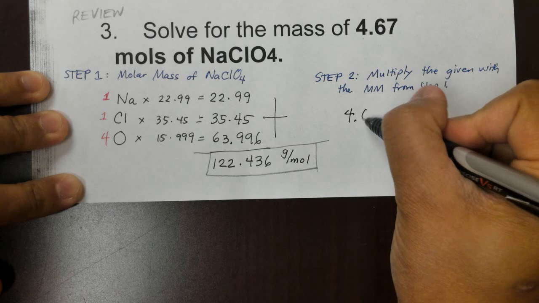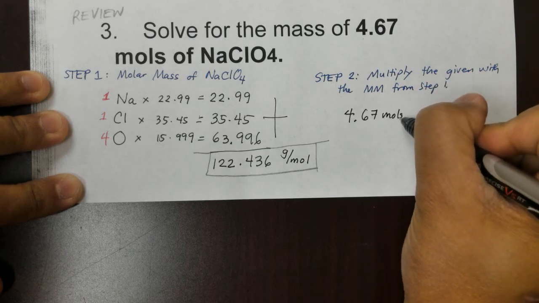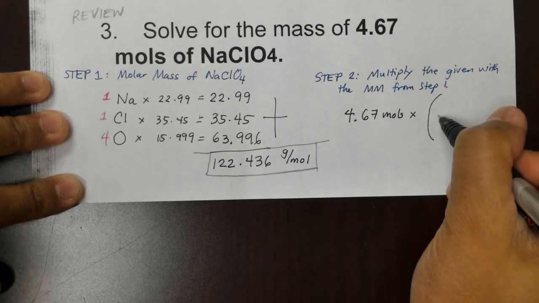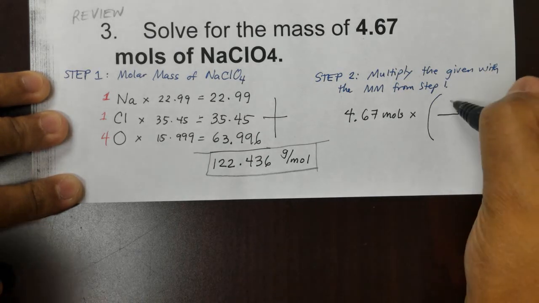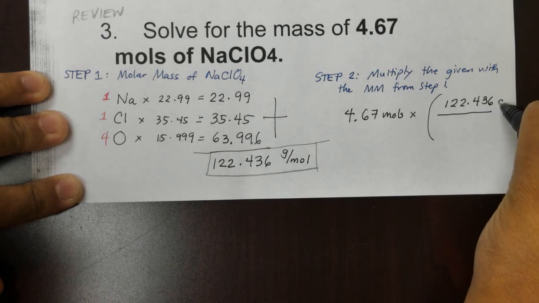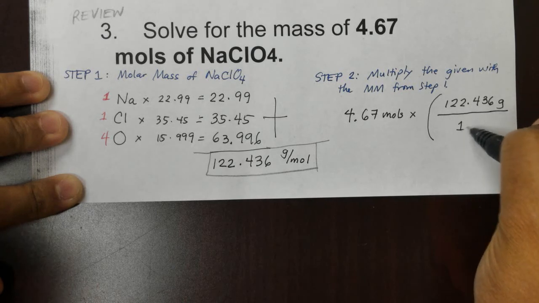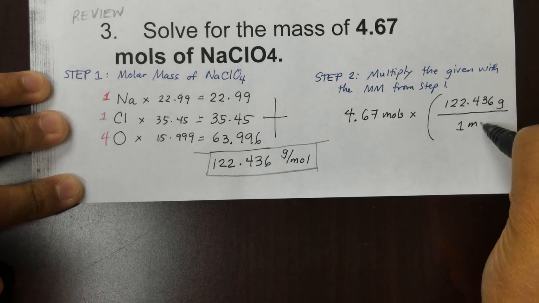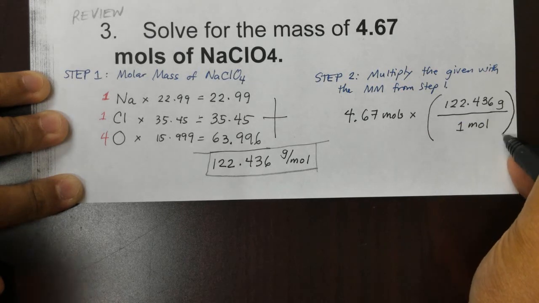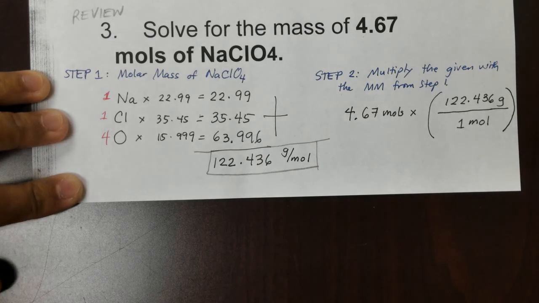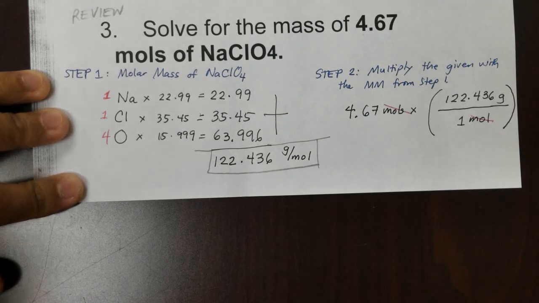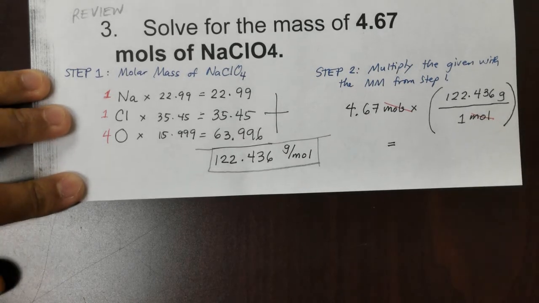That's 4.67 moles. And then we multiply that with the molar mass. So we're going to enclose our molar mass in a parenthesis so we can write that properly. The 122.436 grams will be on top. And then, of course, the per is here, and then the one beneath it will be the 1 mole. The mole is 1 mole all the time. Then we close the parenthesis, and then we cancel our mole unit to emphasize that we don't need it anymore. And now we're ready to input this in our calculator.